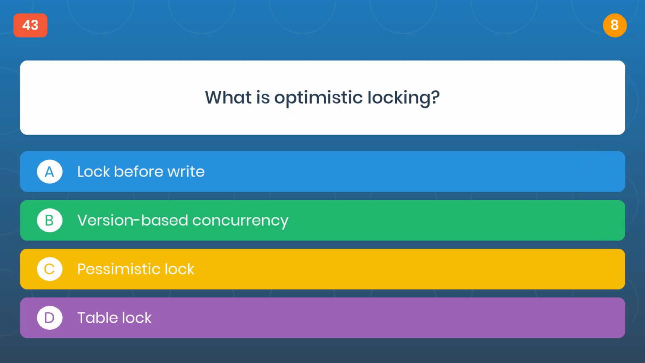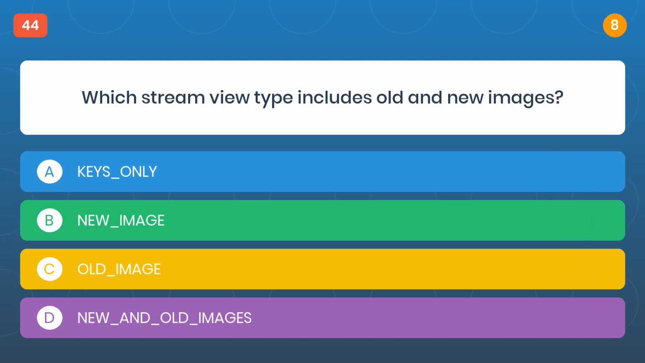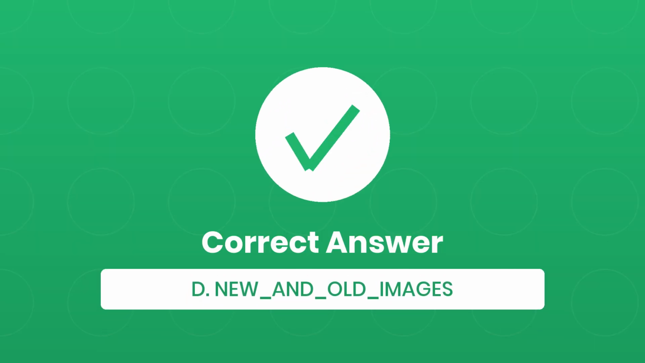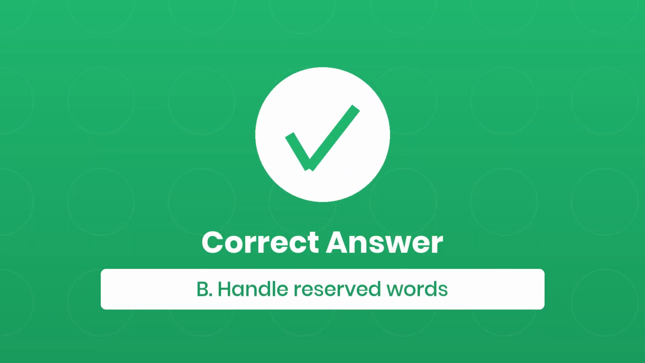Question 43. What is optimistic locking? The correct answer is B, version-based concurrency. Question 44. Which stream view type includes old and new images? The correct answer is D, new_and_old_images. Question 45. What is the purpose of expression attribute names? The correct answer is B, handle reserved words.